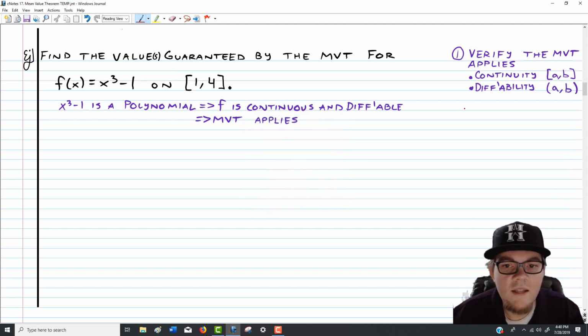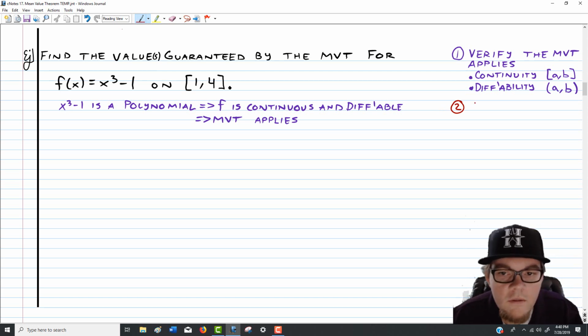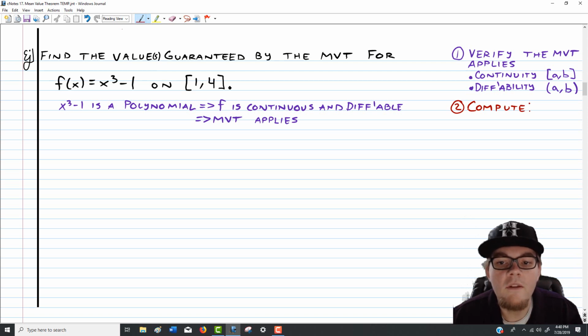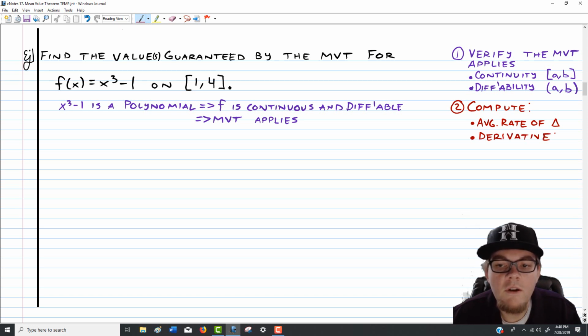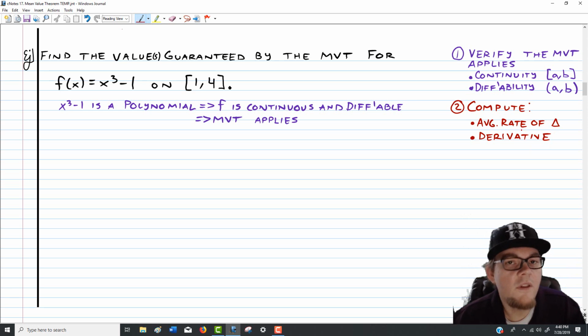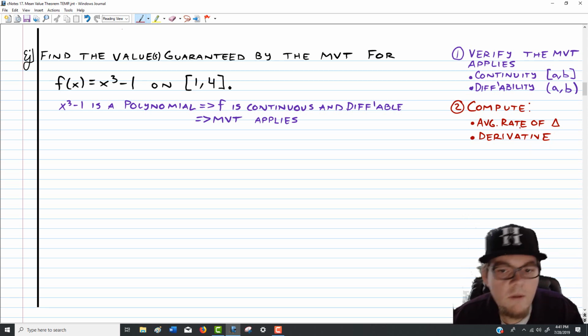And if that's true, our second step is where we start to do the actual computation, the stuff that people are usually most comfortable with. So second, we need to compute both components that are required for the mean value theorem. First, we need to compute the average rate of change, what we would think of as the secant line slope, over the course of our closed interval. And then second, we need to compute the derivative. That way we'll be able to compare those two and figure out the equation that lets us solve for the x value we're interested in, that c value in the middle.